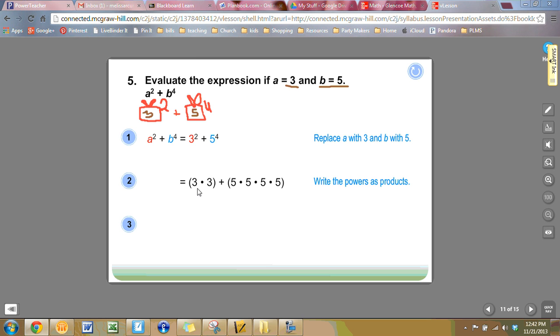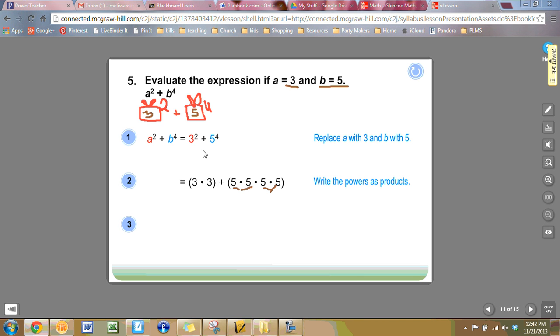So what is 3 squared? Well, that's 3 times 3. And then there's a plus sign here, so I'm going to have a plus. And 5 to the 4th means 5 times 5 times 5 times 5. It does not mean 5 times 4. 5 times 4 is 20. But if I work this out, 5 times 5 is 25. And 5 times 5 is 25. And then I got to multiply 25 times 25.